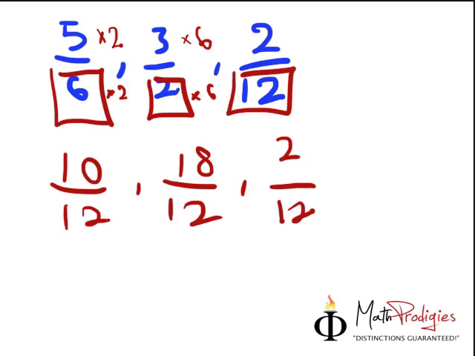So which one is the smallest? The smallest is 2 over 12. Simple. So that's the answer.